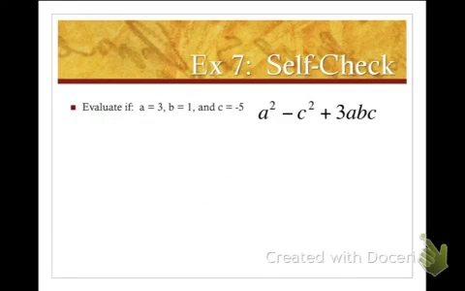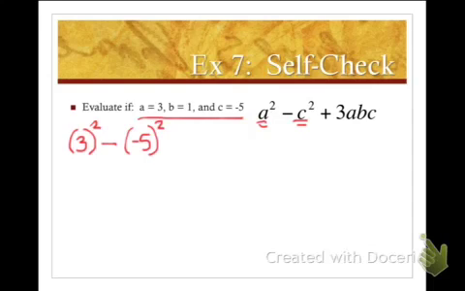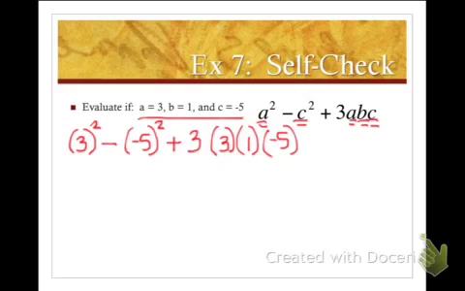For our last example, again, pause the video, try it on your own, and then compare your answers to mine once you're done. Here we have evaluate if A is 3, B is 1, and C is -5. Again, using parentheses, pluck out A, put in 3, and keep everything else the same. Then we're going to pluck out C and put in a -5, but keep everything else the same. Then I have a +3, and in parentheses, I'm going to pluck out A and put in 3. I'm going to pluck out B and put in 1, and I'm going to pluck out C and put in a -5. And so at this point in time, we've gone from a variable expression to a numerical expression.